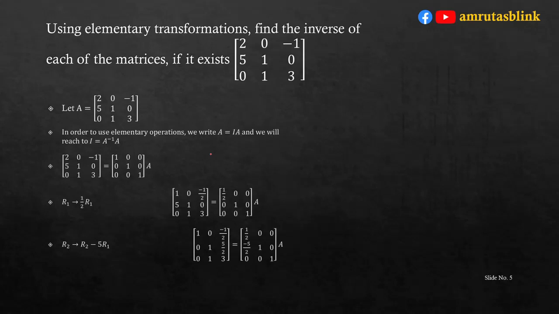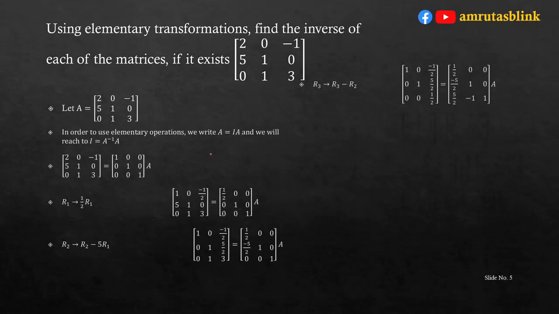Third row as it is, that is 0, 1 and 3 is equal to 1 by 2, 0, 0. Now 0 minus 5 into 1 by 2, that is minus 5 by 2. 1 minus 5 into 0 is 1 as it is. 0 minus 5 into 0 is 0. And the third row 0, 0, 1 as it is.